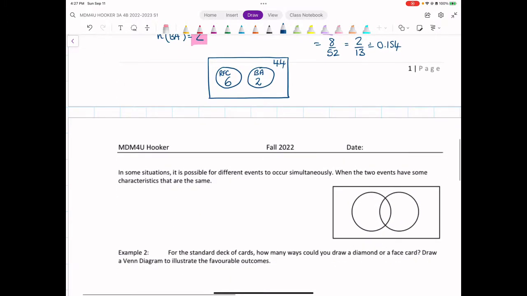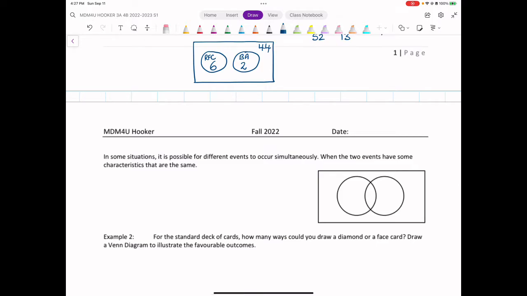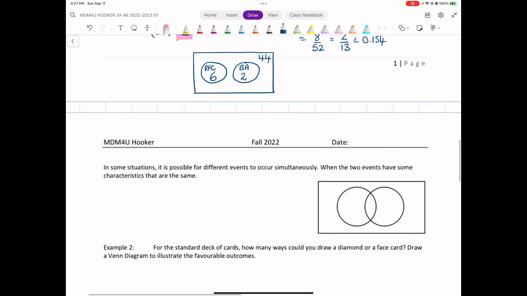In some situations, it's possible for different events to occur simultaneously, when the 2 events have some characteristics that are the same. So they are what we call non-mutually exclusive. So when they're non-mutually exclusive, let's think about this. So we could have something like, how about diamonds? Diamonds, which we'll call D, and the face cards.